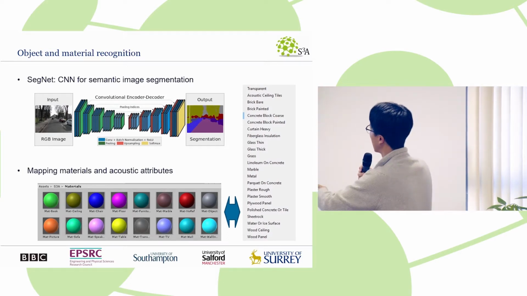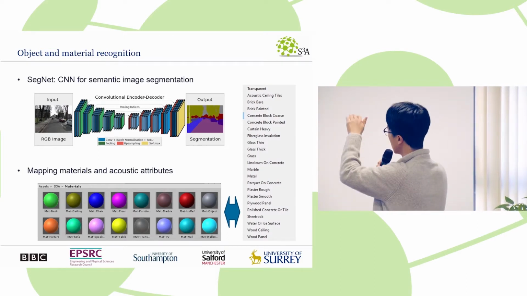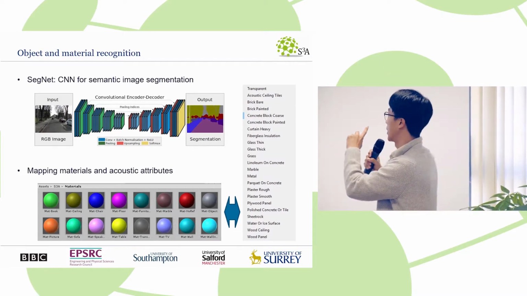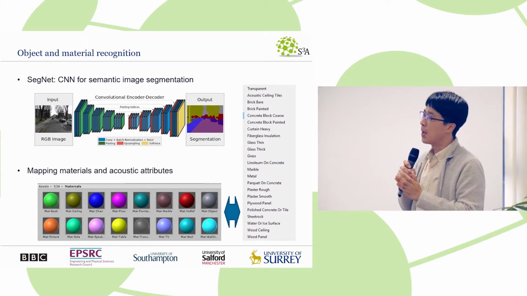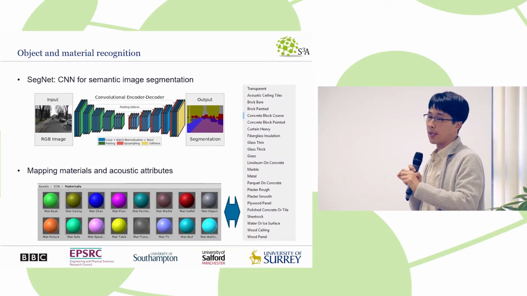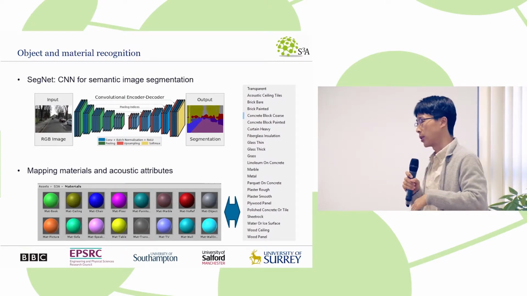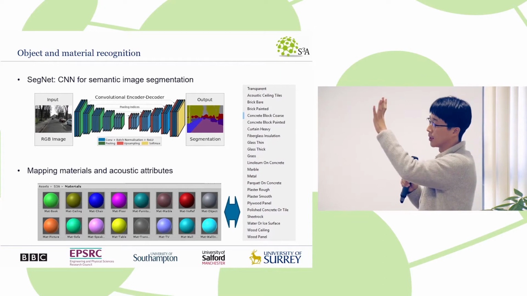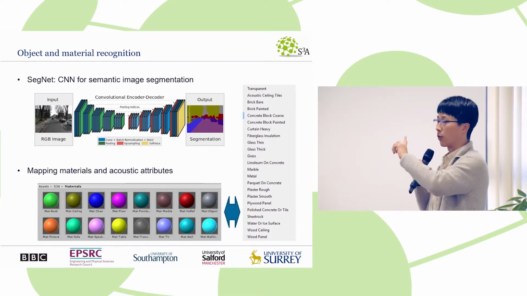We have material properties in a lookup table, and then we map the materials directly to each recognized object. This is because in computer vision, material recognition is much more difficult than object recognition. So we just use simple object recognition, like table, chairs, carpet, and ceiling, and then we map the materials to those.